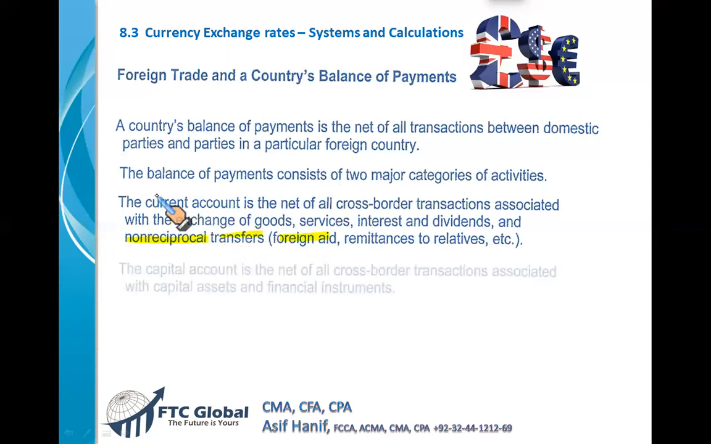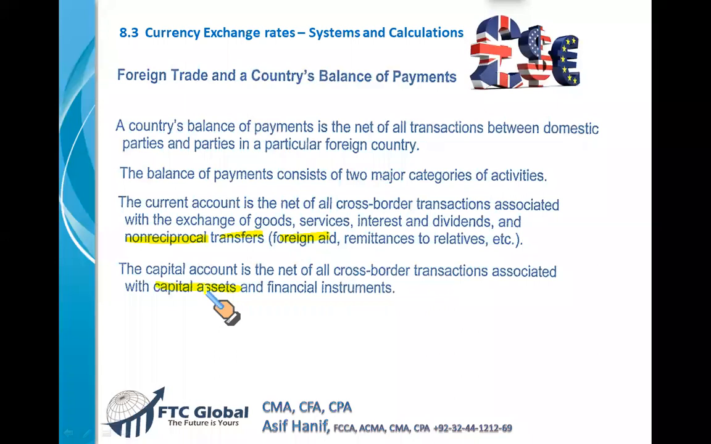Then the second part is the capital account. The capital account involves any Pakistani buying machinery or a plant or physical land or maybe a house in the US, or any American purchasing a capital asset in Pakistan, a building, land, direct fixed investment, or any financial instrument purchased by any Pakistani in the US or any American in Pakistan. So these come in the capital account.